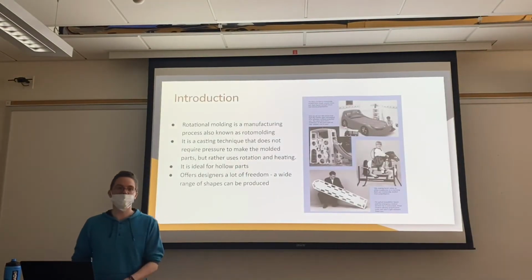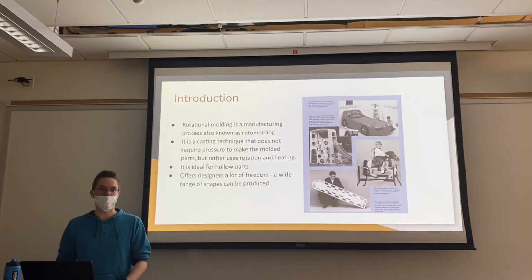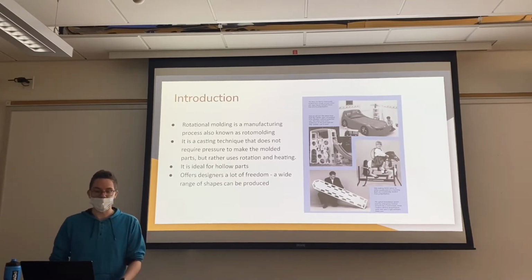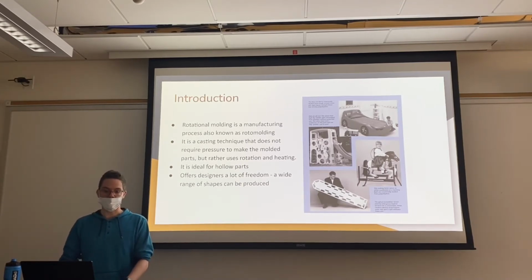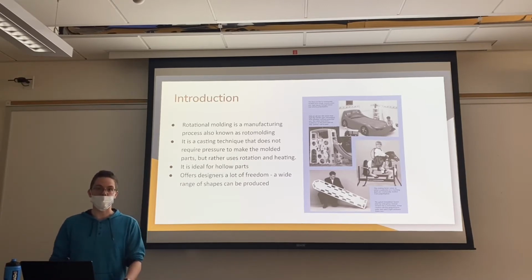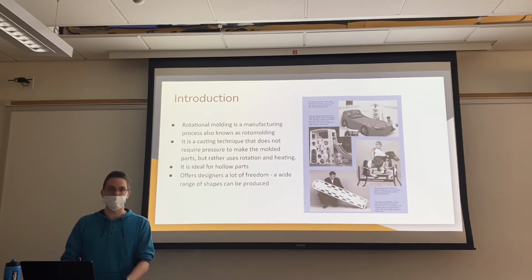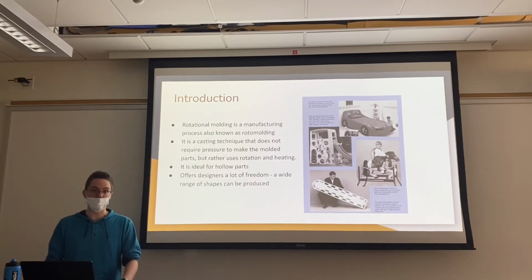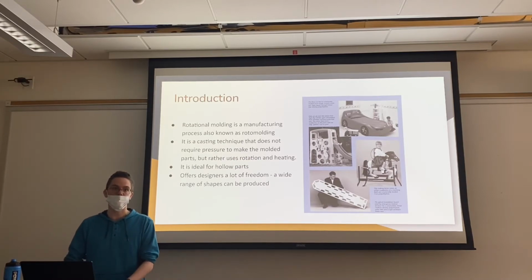So rotational molding is a manufacturing process which is also known as rotomolding. And the name comes from the way that this type of molding is used. It is a casting technique which does not require pressure in order to make the molded parts, but instead uses rotation and heating in order to spread out the plastic into all the cavities of the mold. This is why this type of casting technique is ideal for hollow parts. And it also offers designers a lot of freedom since virtually any shape or form can be made.